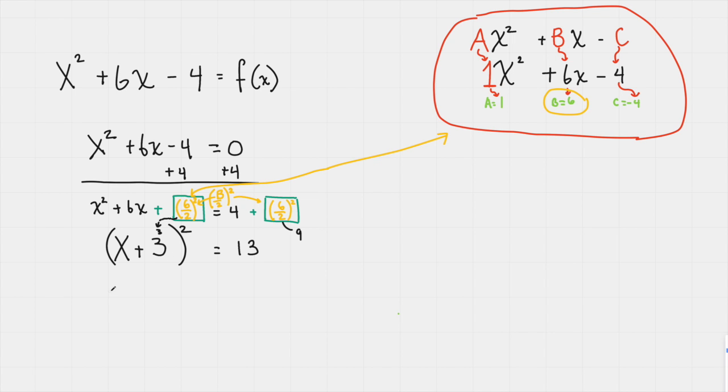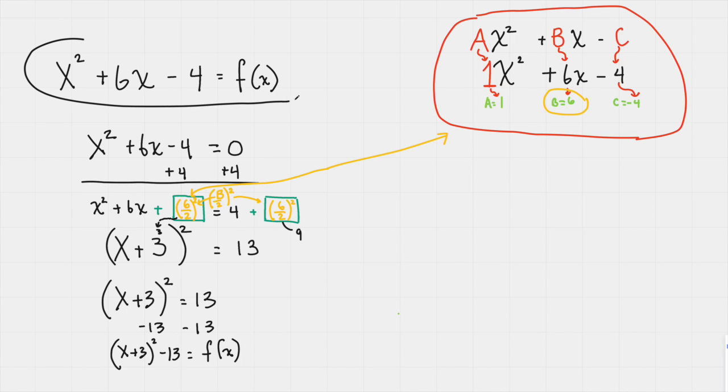So my function can now be written as x plus 3 squared equal to 13. Now what we want to do is subtract 13 on each side. We're going to end up with x plus 3 squared minus 13 equals your function, which is f of x. If you note here, this function is just written in a different way. It is no different than the original function of x squared plus 6x minus 4. If I were to FOIL this out and subtract 13, I will end up with x squared plus 6x minus 4.